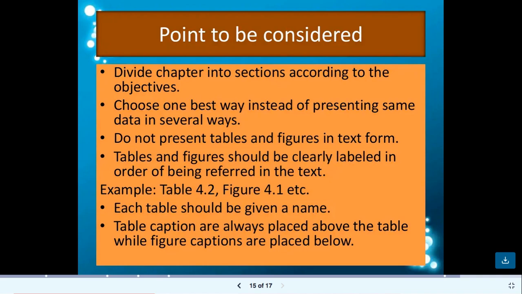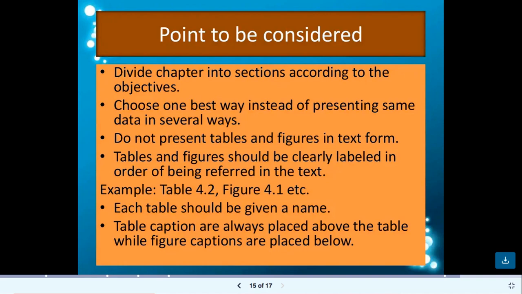These are points to be considered. Divide the chapter into sections according to the objectives. It can help you when you make the result section. Choose one best way instead of presenting the same data in several ways. Do not repeat the data in the same lines. Okay? Do not present tables and figures in text form. Make them separate. The first one is tables or figures, and then below it you can write some narrative which explains the tables and figures.